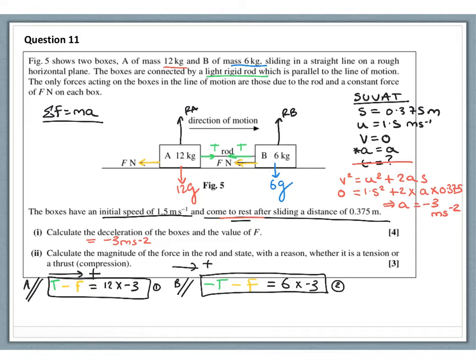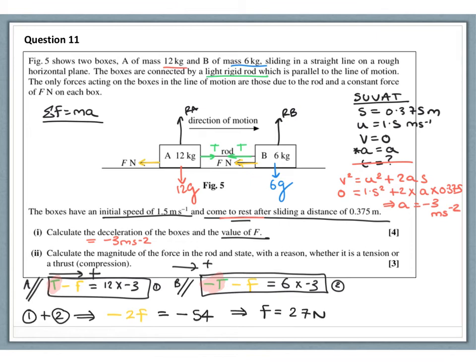Now, let's think about what we need to do. We need to calculate the value of F. So I'm going to think about the fact that I've got a positive T and a negative T. So if I add these two equations together, positive T and negative T will cancel out. I end up with -2F on the left-hand side of the calculation. And on the right-hand side of the calculation, I get -54. This then simplifies to give me F equals 27 newtons.